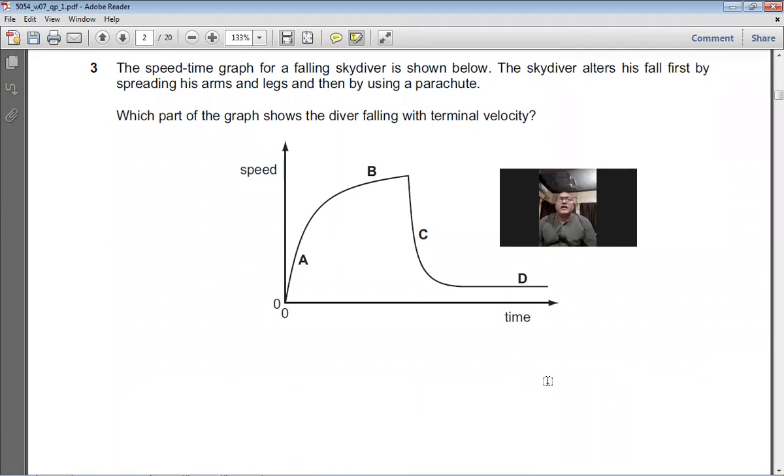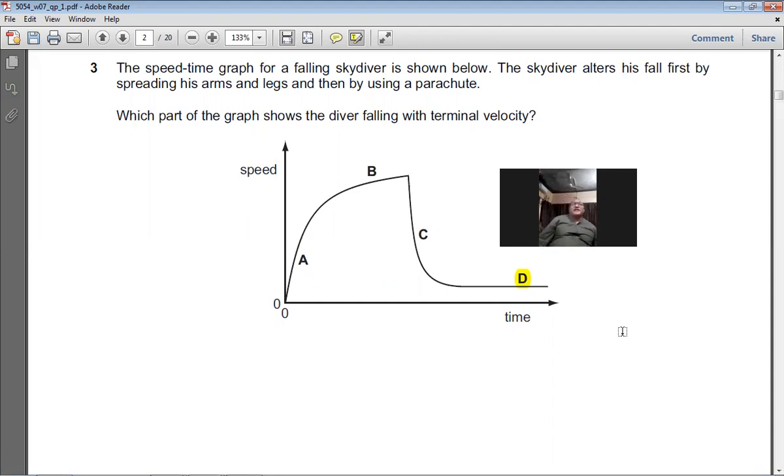A speed time graph for a falling skydiver is shown below. The skydiver alters his fall first by spreading his arms and legs and then by using a parachute. Which part of the graph shows the diver falling with terminal velocity? When you are falling with the terminal velocity, your speed will become constant. At the terminal velocity, the resultant force is 0 because the downward and the upward force are equal to each other. So the speed will become constant.